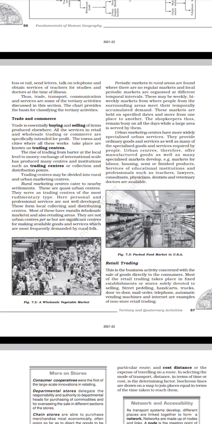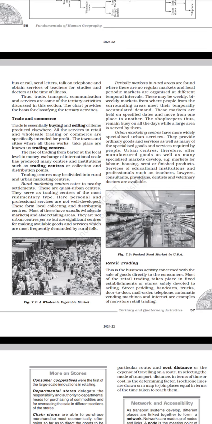Trading centers may be divided into rural and urban marketing centers. Rural marketing centers cater to nearby settlements. These are quasi urban centers. They serve as trading centers of the most rudimentary type. Here, personal and professional services are not well developed. These form local collecting and distributing centers. Most of these have mandis, wholesale markets, and also retailing areas.